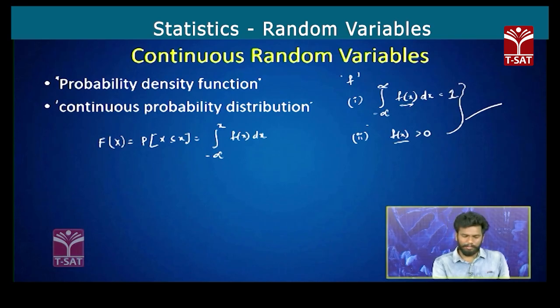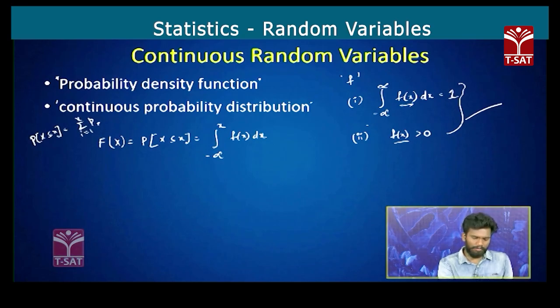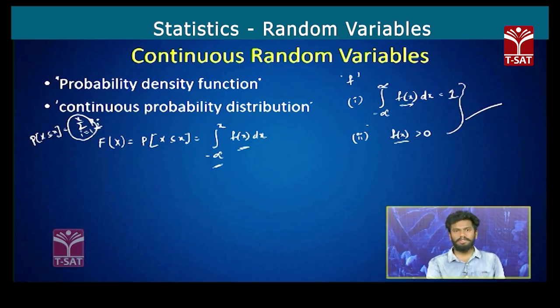See here, in the discrete case, what are we doing? P of X less than or equal to x means we find out the summation i is equal to 1 to x of p of i. Here in the discrete case we use summation and probabilities. In the continuous case we use integral and functions. So that is the difference between discrete random variables and continuous random variables.